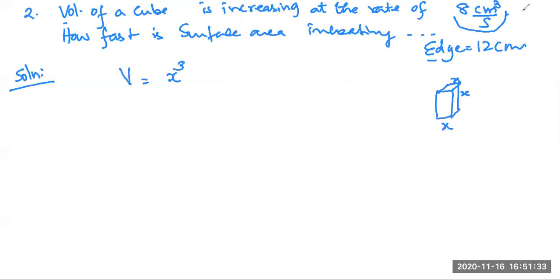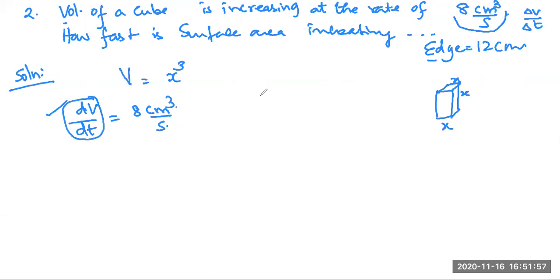He has given the change of volume divided by the change of time. When they say volume change, delta V divided by delta T, or dV by dt, it is given as 8 centimeter cube per second. How do we know that? By looking at the units, we understood that this is given. But this is in terms of x.